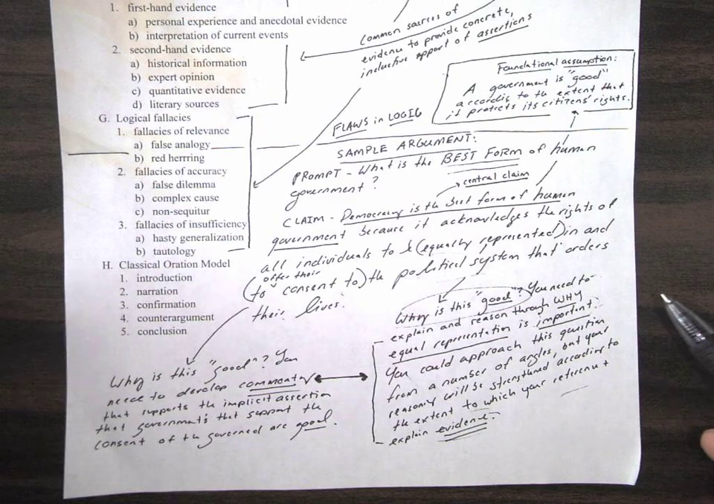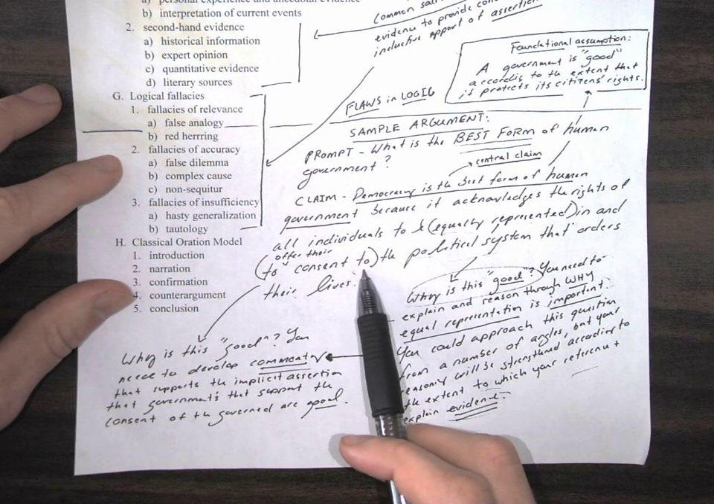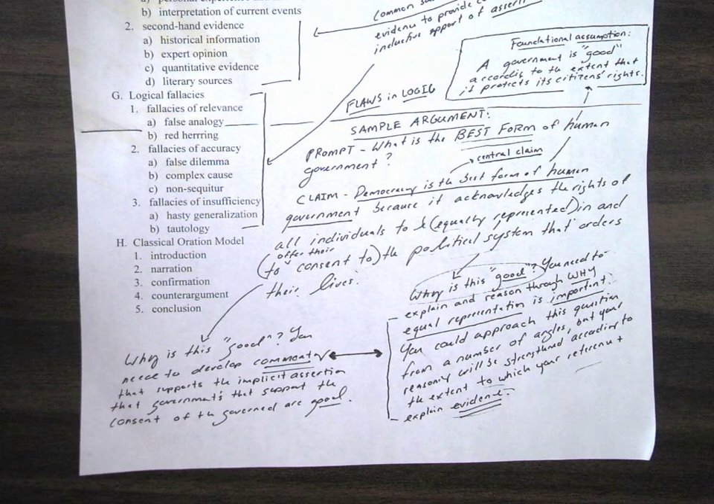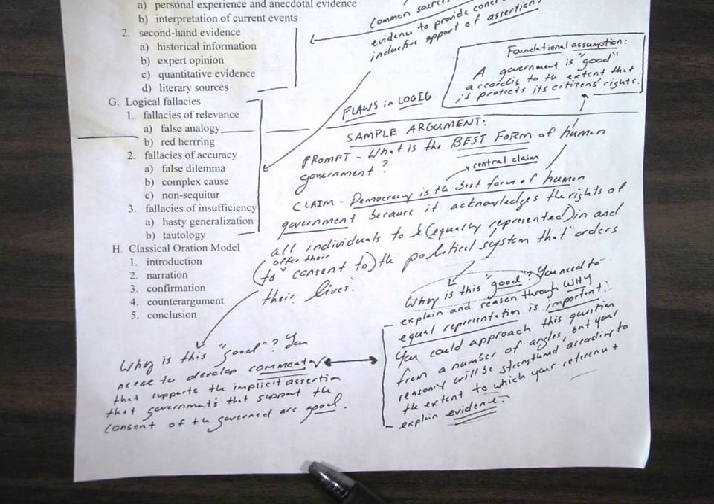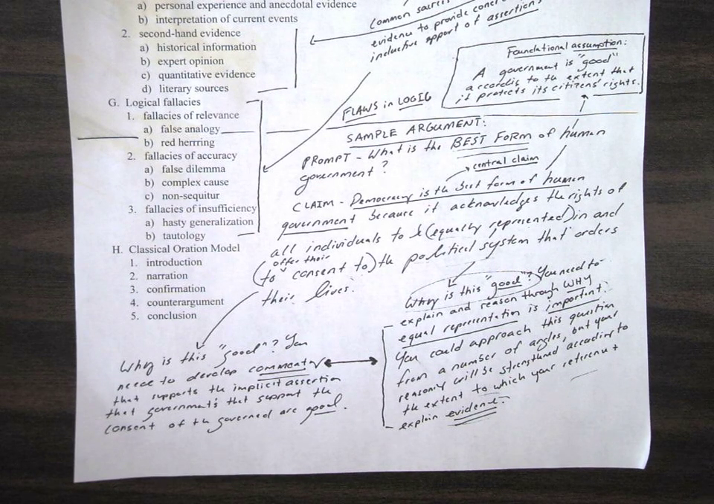The second question you've got to ask yourself is, why is consent of the governed good? I'm not asking you what that is. I'm not asking you necessarily what that means, although that might be helpful for you to define in your paragraph. But I am asking you why it's good. That's a philosophical question that's going to require you to develop a line of reasoning that supports and defines and comments on why it's good for individuals to get to consent to the political system that orders their lives.